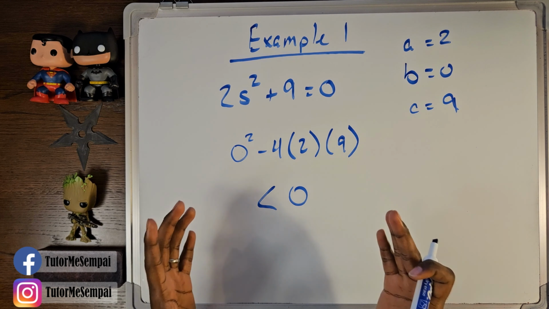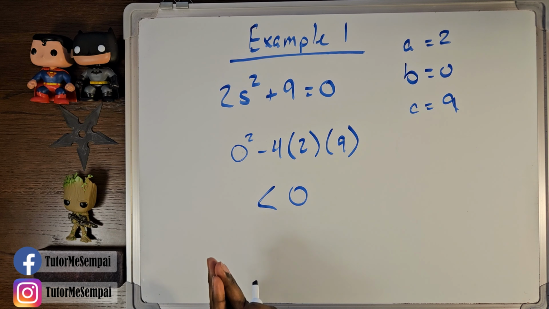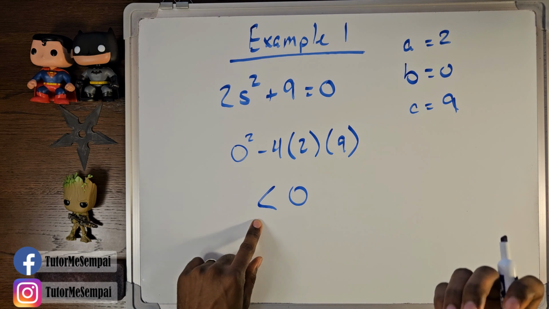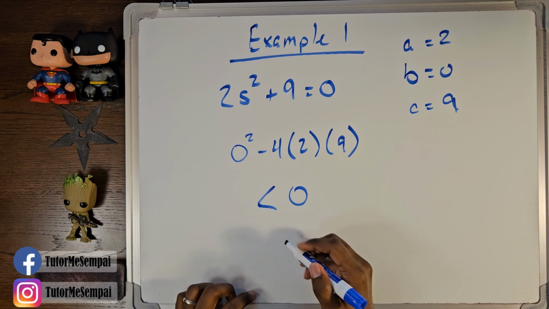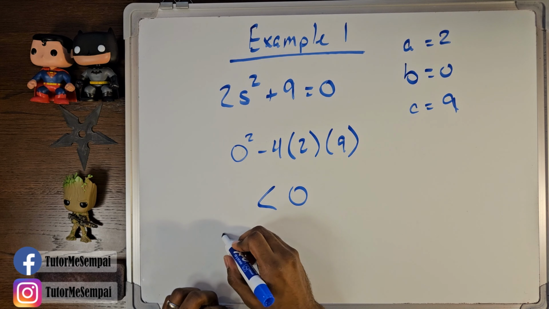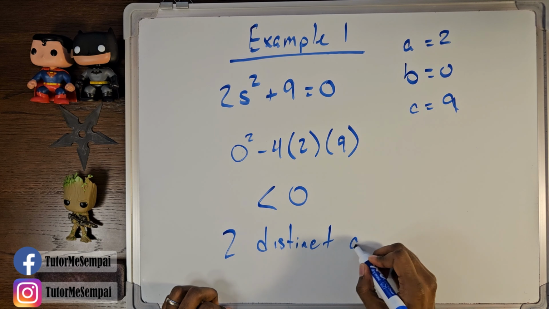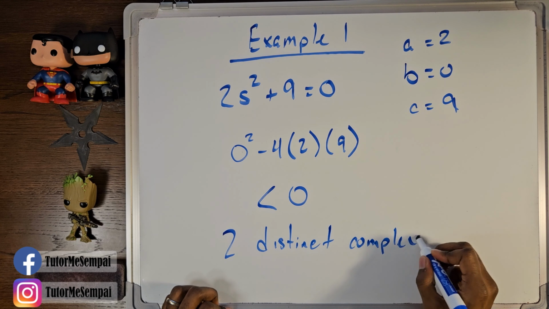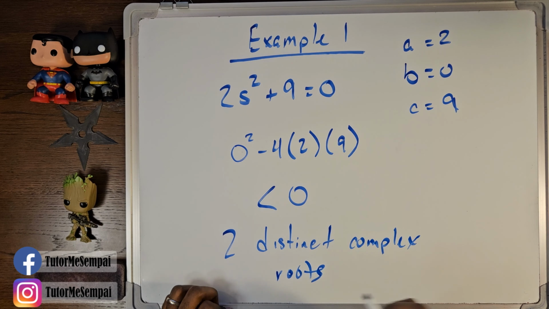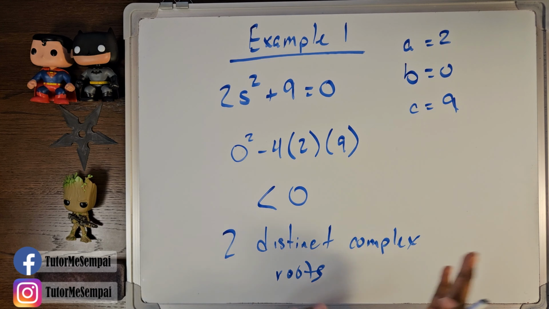Now, what does a negative discriminant mean? Well, if we have a discriminant that is less than 0, we know that we're going to have two distinct complex roots. Less than 0, they're going to be complex and they're going to be different from each other. So let's move on to our next example.